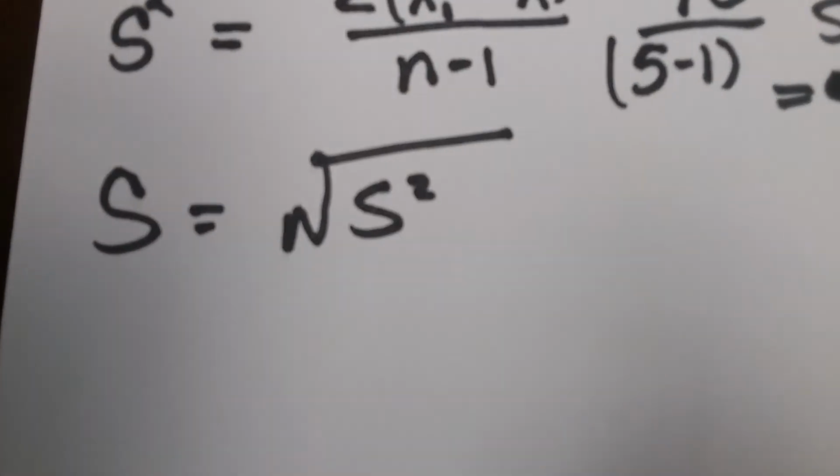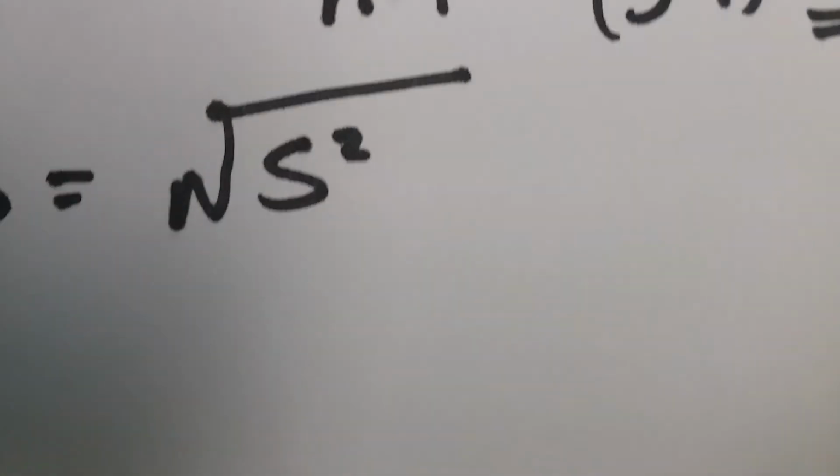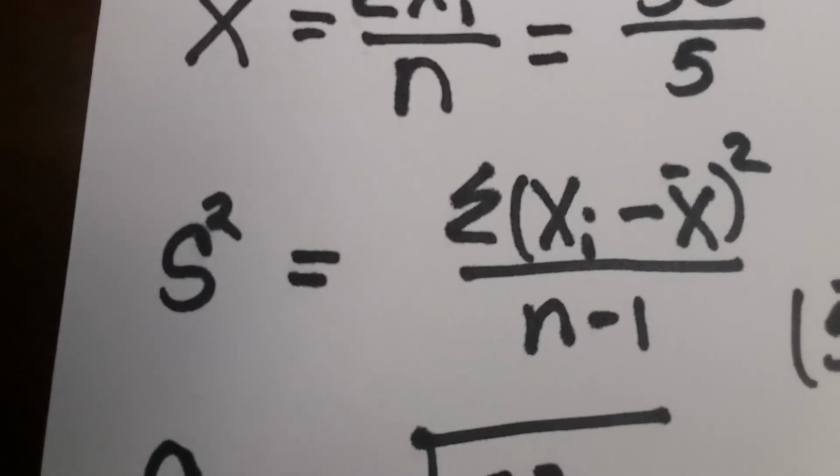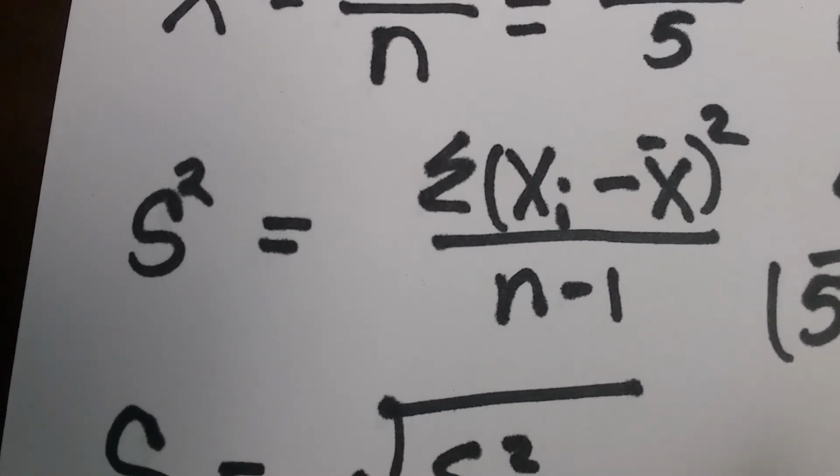Now, the standard deviation. The standard deviation is simply the square root of the variance. So my sample standard deviation is equal to the square root of my variance. My variance was 10.